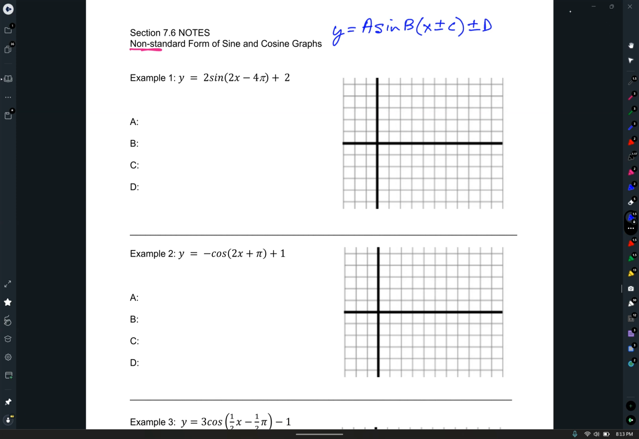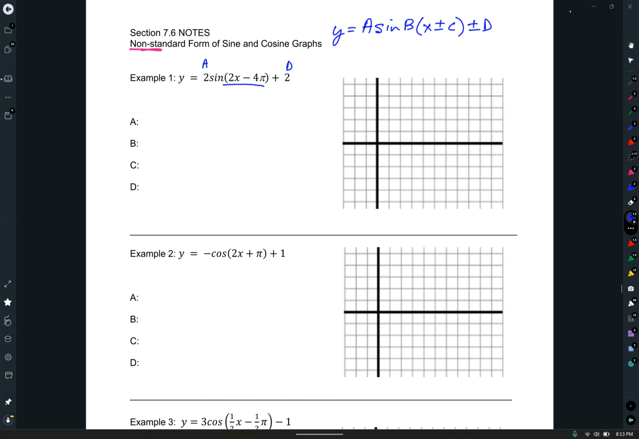So look at example 1. How does example 1 look any different? I mean, it still has the a out in front, still has the d over here at the end. Do you see that the difference is right here? The difference is that the b is not factored out of the parentheses. So that's what makes it not in standard form, which should tell you, in order to graph it, you're going to put it in standard form.